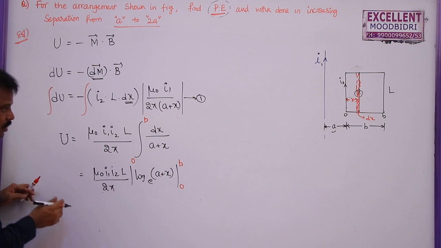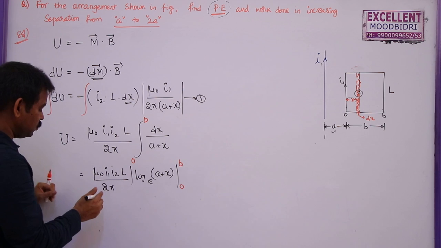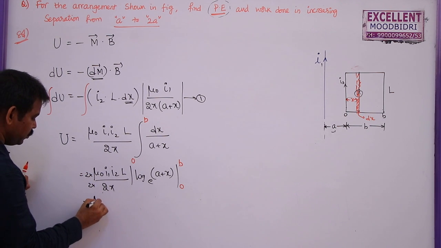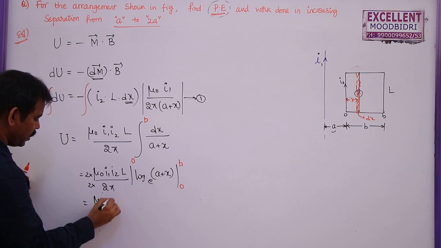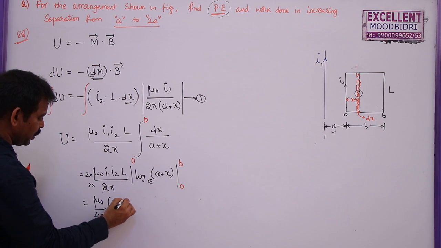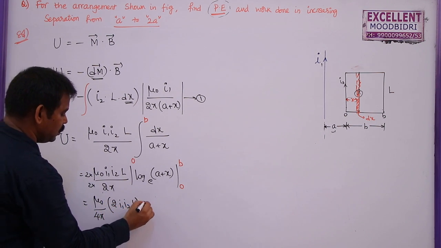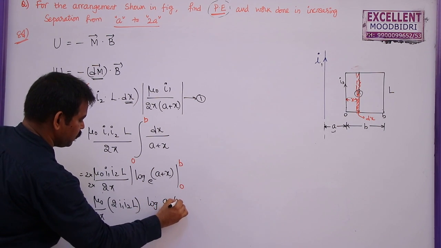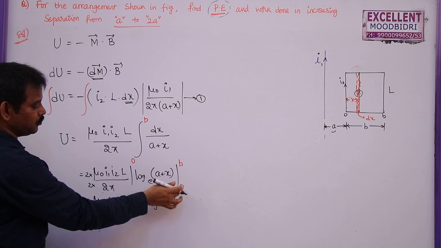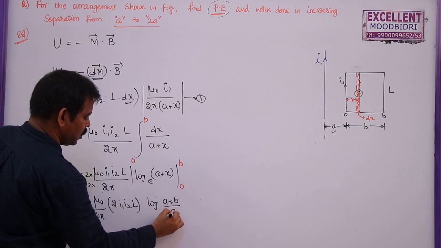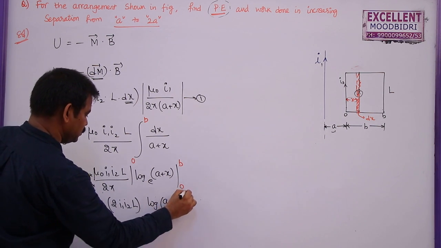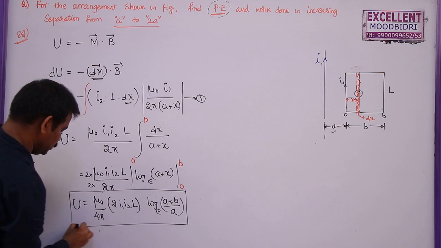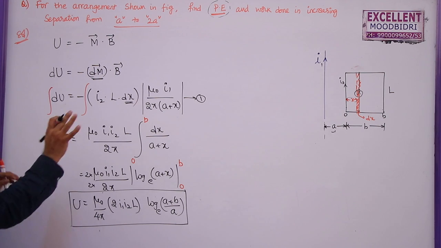Generally we write mu naught by 4 pi, which is easy to write. So multiply by 2, divide by 2, you will get mu naught by 4 pi, 2 into I1 I2 L. If you substitute b first, log of A plus b, minus, substituting 0, log A. So log of A plus b by A to the base e. This is the potential energy of this loop in that position.